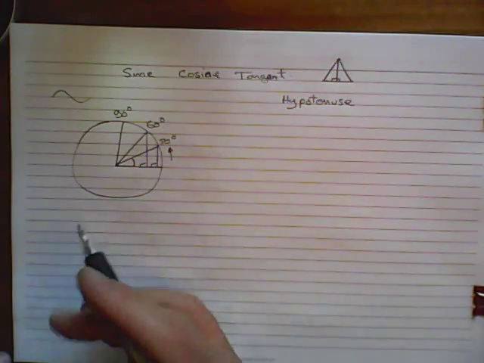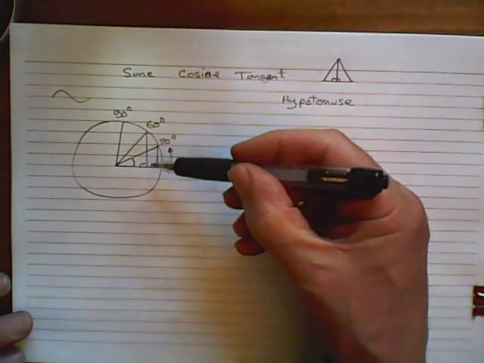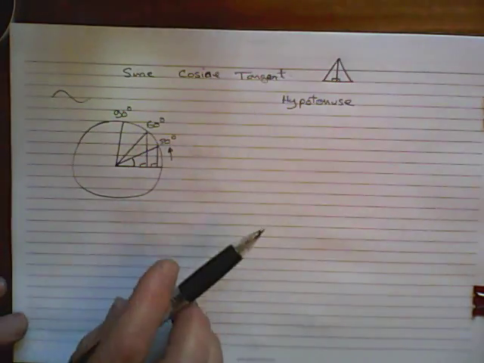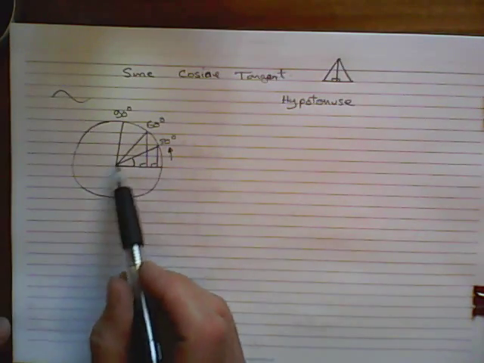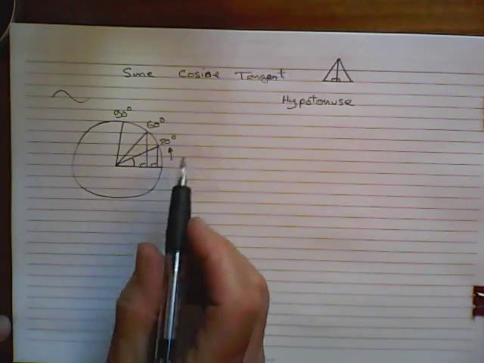So opposite, we know what opposite means. Adjacent means next to, juxtaposed. And the situation here is that the opposite side is getting longer as we rotate anti-clockwise with the radius, which is the hypotenuse, anti-clockwise round this circle.